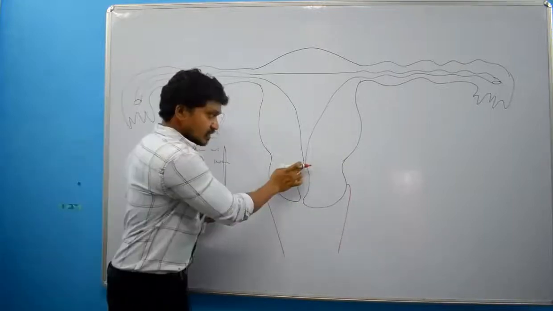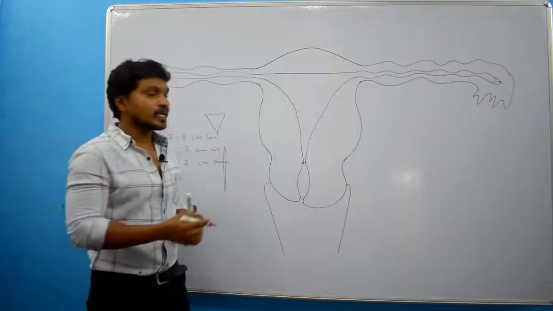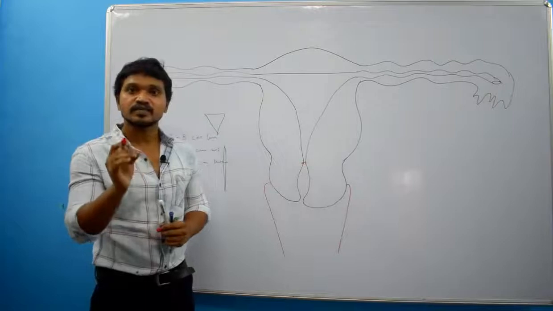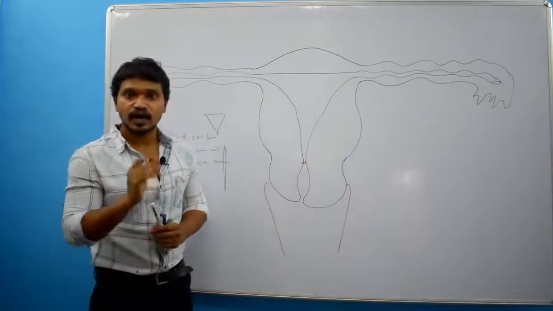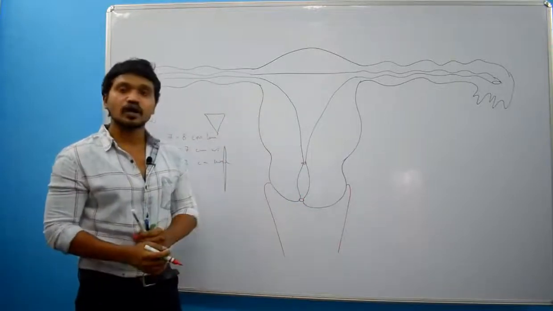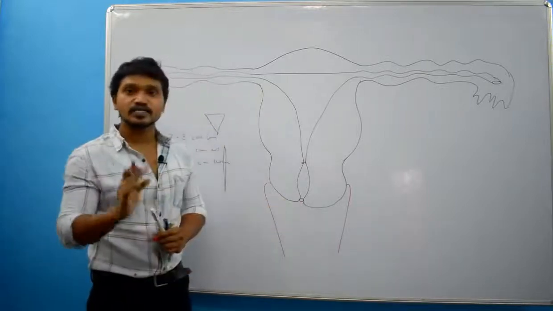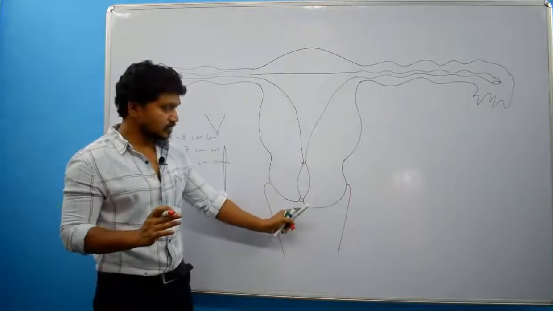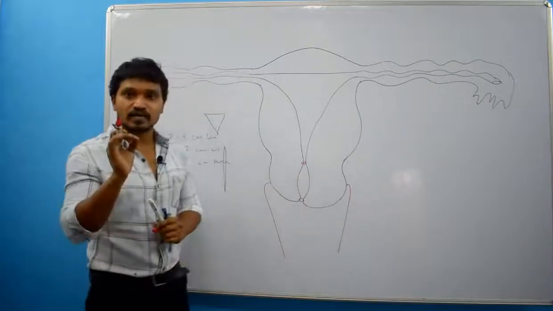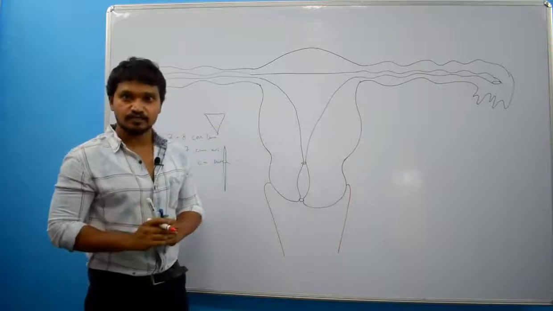The opening communicating with the cavity of the body of the uterus, we call the internal os, and the opening communicating with the cavity of the vagina, we call the external os. This is the internal os and this is the external os. This cavity of the cervix we call the cervical canal.